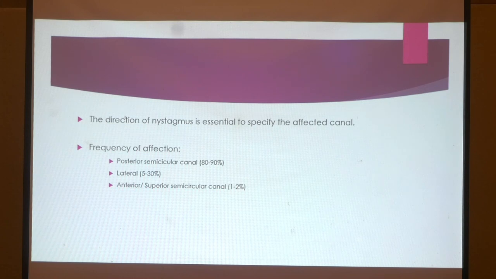Right. Now, what is the frequency of affection? Posterior semicircular canal, according to the international literature, is the commonest, and everyone in this audience would agree with me that posterior semicircular canal is the commonest that we see. The lateral is the second one, and the least affected is the anterior or the superior semicircular canal.